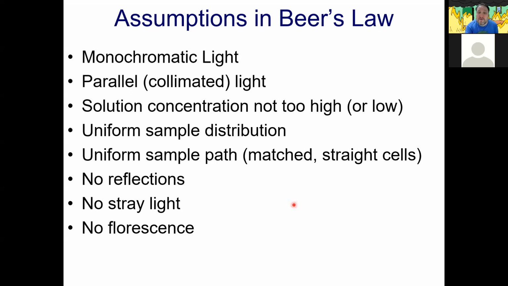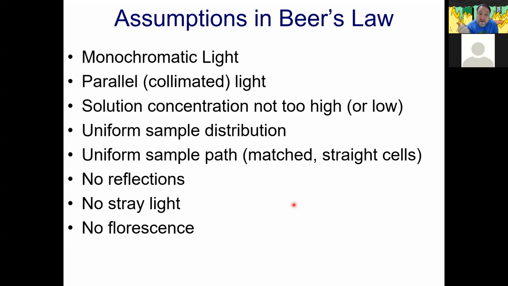You are assuming uniform sample distribution, so not like red on the top and blue on the bottom. Right? It's got to be evenly distributed. You are assuming a uniform sample path. Right? So if you're looking through one thing, it can't be like a thick cell in one spot and a thin cell in the other spot. And so you're assuming that the sample path length is that you're working with straight, uniform cells of the same size that you're putting your sample in.